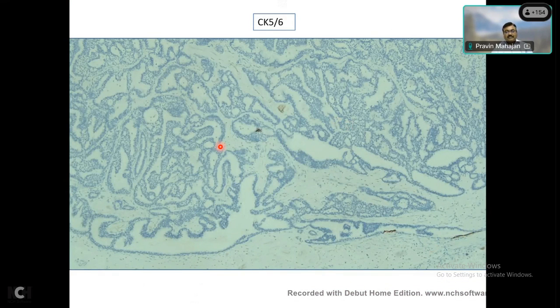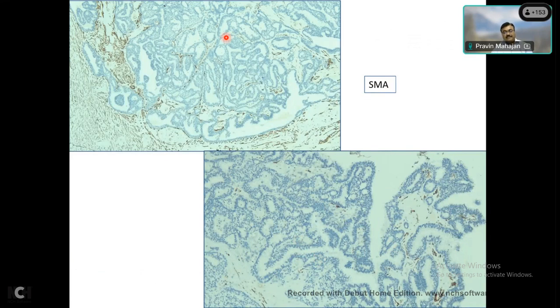Same thing you can see, CK56 shows that it is lost in this proliferation, and you cannot make out any myoepithelial cells. There are very few myoepithelial cells you can see here, but that could be because of some residual duct there. SMA again shows absent myoepithelial cells within the papillae as well as in the periphery of the lesion. This is what I was talking about with SMA, that it has cross-reactivity with myofibroblasts. In this left upper corner image, you can see that SMA has cross-reacted with myofibroblasts, and sometimes it can really pose a challenge to see whether myoepithelial cells are absent or present.